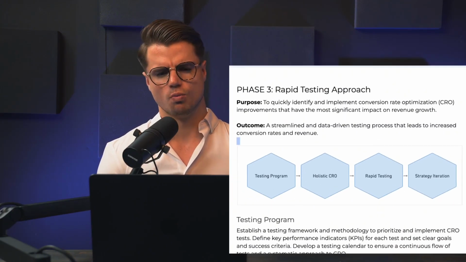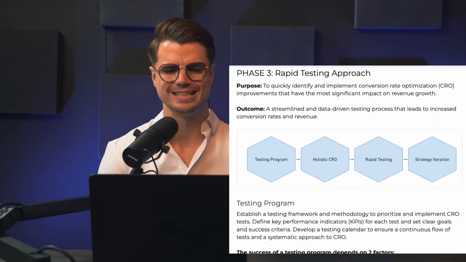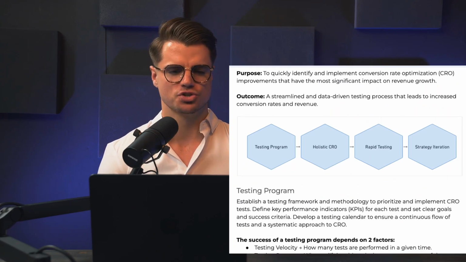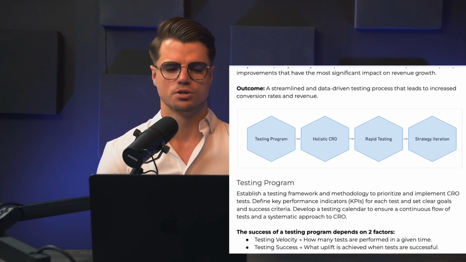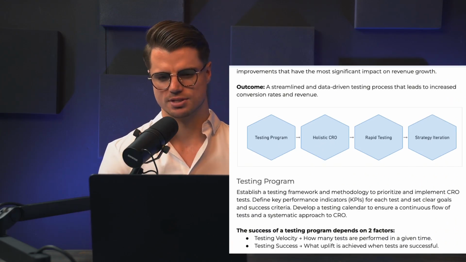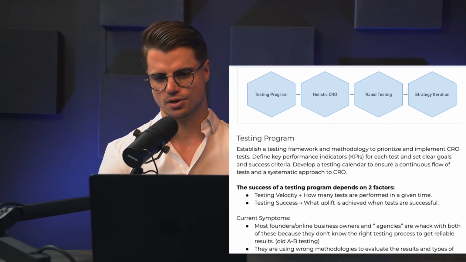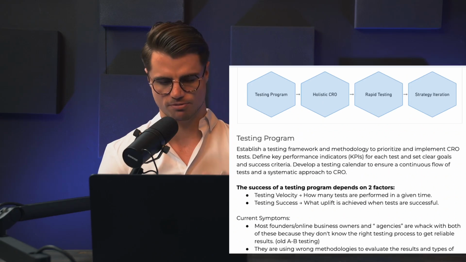Okay. So with phase 3, with the rapid testing approach, the purpose is to quickly identify and implement conversion rate optimization, which is known as CRO, improvements to have the most significant impact on revenue growth. So the outcome is a streamlined, data-driven testing process that leads to increased conversion rates and revenue. Testing, holistic CRO, rapid testing, strategy, iteration, feedback loop, right? Feeding it top of funnel.